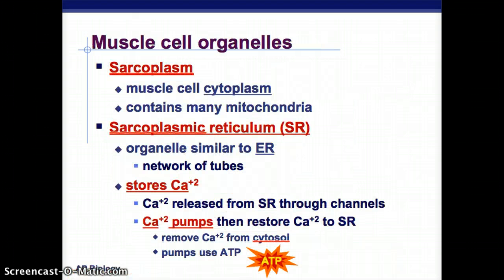So our muscle cell organelles, we've got sarcoplasm, which is our muscle cell cytoplasm. It has many mitochondria in it. Then we have our sarcoplasmic reticulum, which is an organelle similar to the endoplasmic reticulum. It's just a network of tubes, and it stores the calcium ions. Then those calcium ions are released from the sarcoplasmic reticulum through channels, and then the calcium ions are pumped to restore calcium to the sarcoplasmic reticulum. So you remove calcium from the cytosol, and then the pumps use ATP to put it back.